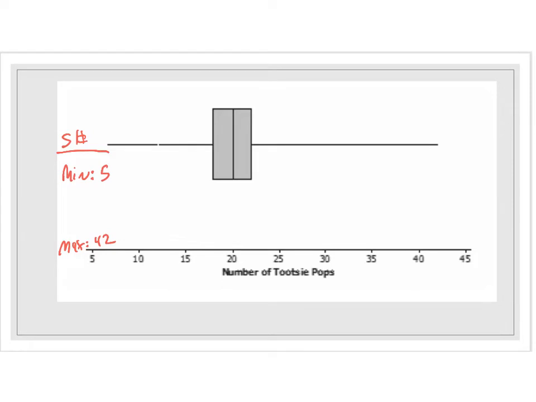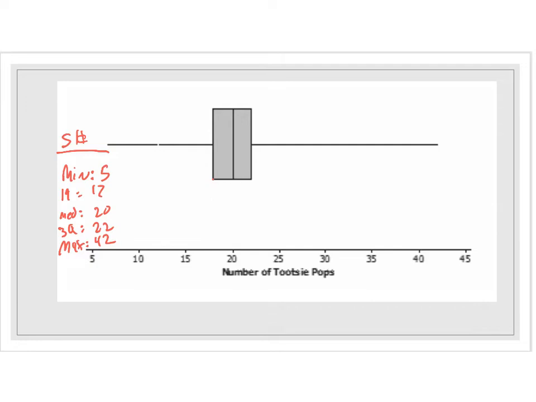And then your lower quartile, or your first quartile, remember where the box starts, we're going to call that 17. 17, 38. And your median is 20. And then our third quartile, let's call that 22. So that's your 5-number summary.